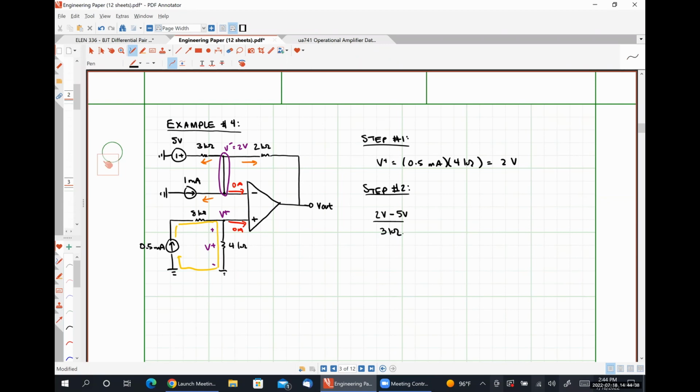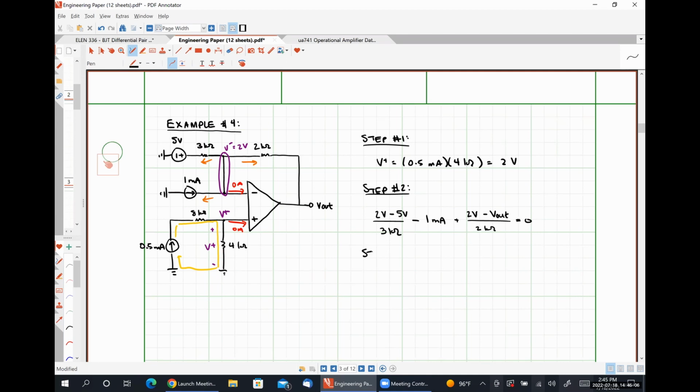Now we'll take the current flowing to the left through the current source. That's going to look like negative 1 milliamp. Now we'll take the current flowing to the right, which is the current flowing through the 2 kilo ohm resistor. So that's going to be plus 2 volts minus V out over 2 kilo ohms. Set this equal to 0.